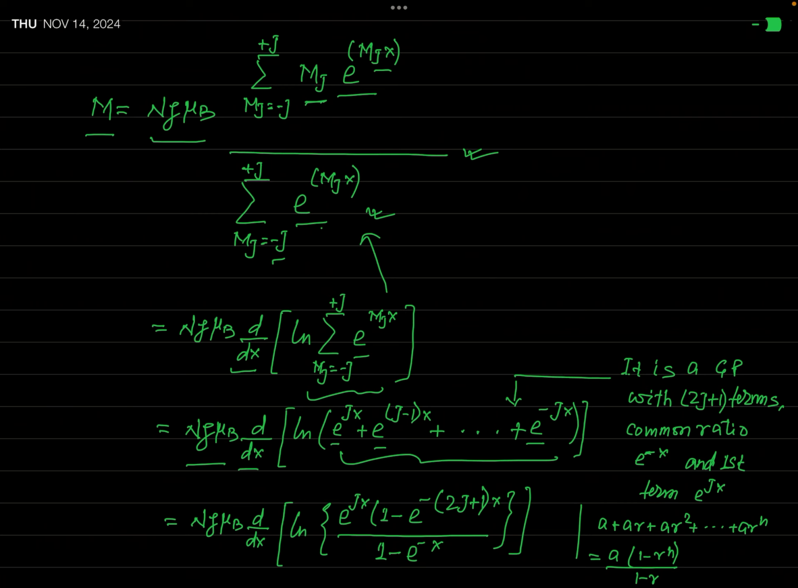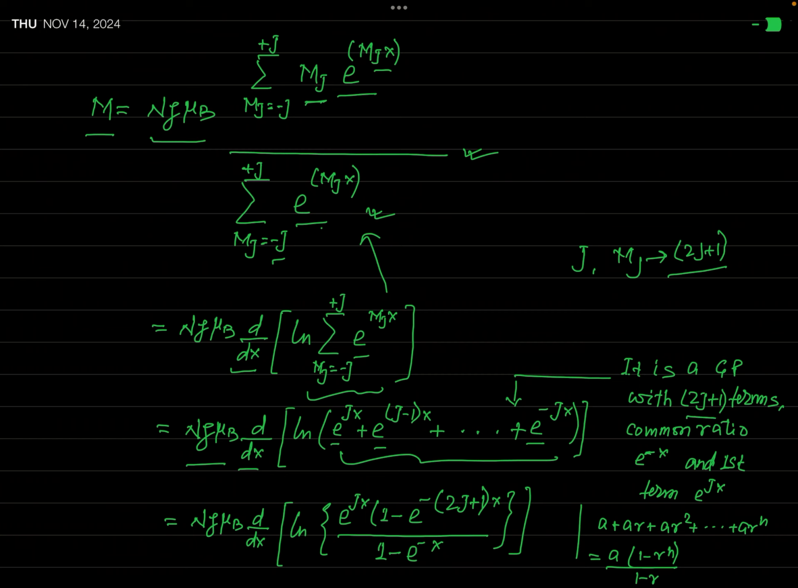Can you say how much is the number of terms in this series? Definitely you can say. In first part of the lecture we have seen that for a given value of j, the quantum number mj has total 2j plus 1 values running from plus j to minus j at a step of 1. Okay? So the total number of terms in this series is 2j plus 1. And you can see, actually this series is in geometric progression.